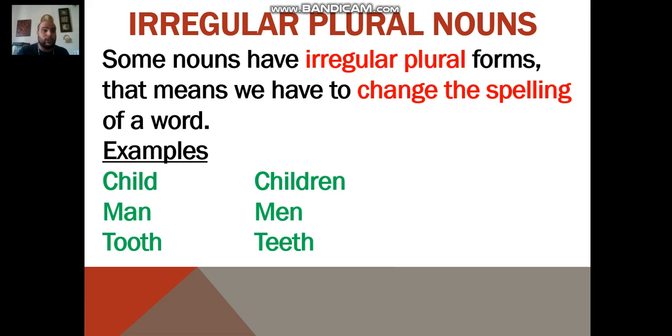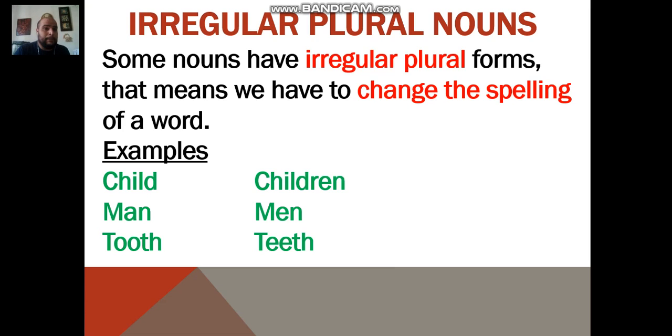Child is going to be children. We don't have a rule. Man is going to be men with E. We don't have a rule. Tooth is going to be teeth. Foot is going to be feet. Goose is going to be geese. Some people are going to say whenever I have double O, I'm going to change it into double E. In 99%, okay? In 99%.